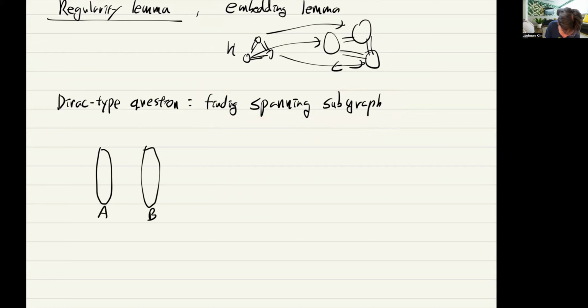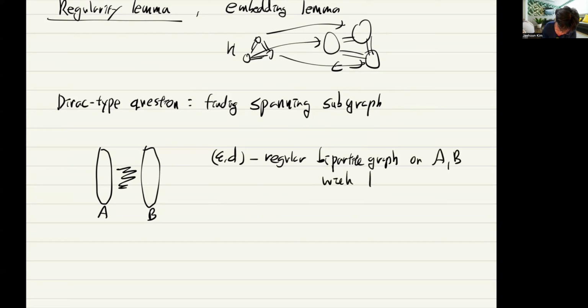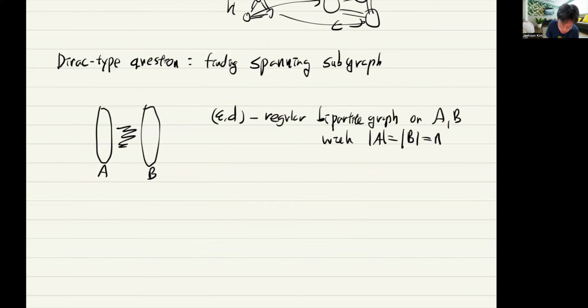Let's say you have an epsilon-d regular pair, a bipartite graph between A and B, both with the same size n. A natural question is, does it contain a perfect matching? But we know that it may not contain a perfect matching.